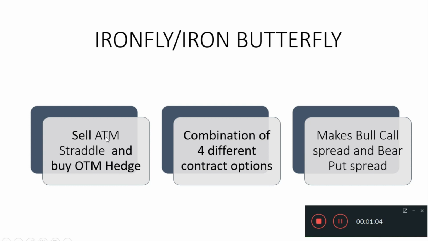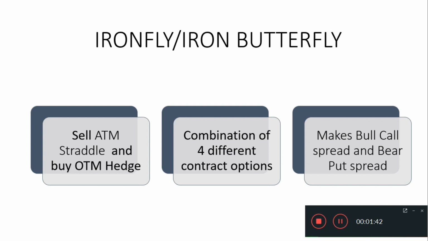So what does an ATM straddle mean? Suppose I take an example of Bank Nifty. Bank Nifty is currently trading at 36,700, that is the spot right now. So you will have to sell an ATM, at the money, straddle at 36,700. You will sell one put option of 36,700 and one call option of 36,700, and you are going to buy an OTM hedge, that is an out of the money hedge. On the put side we'll buy a hedge, and on the call side we'll buy another hedge.